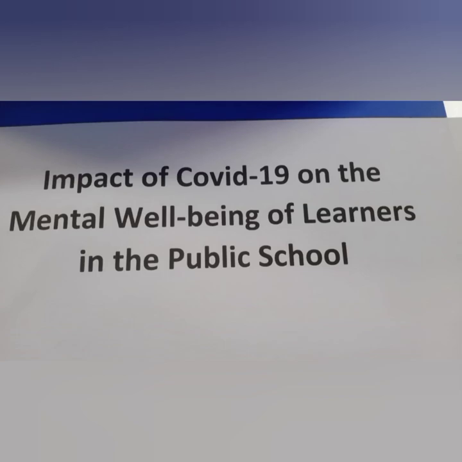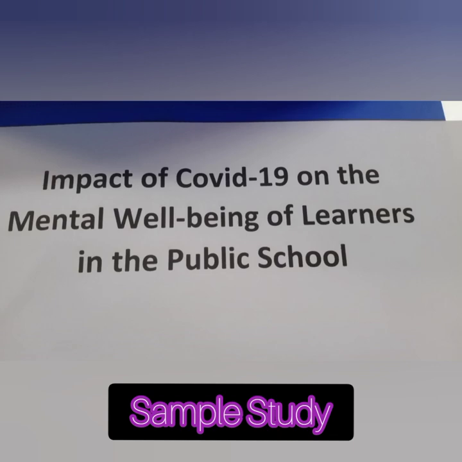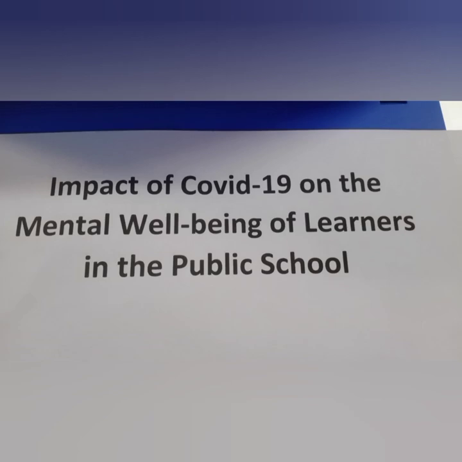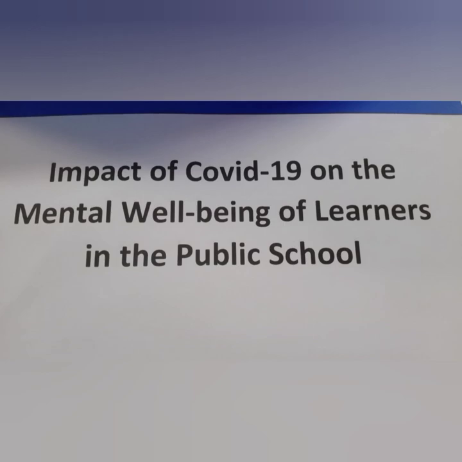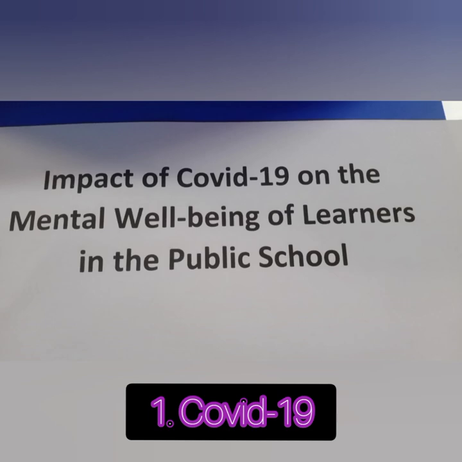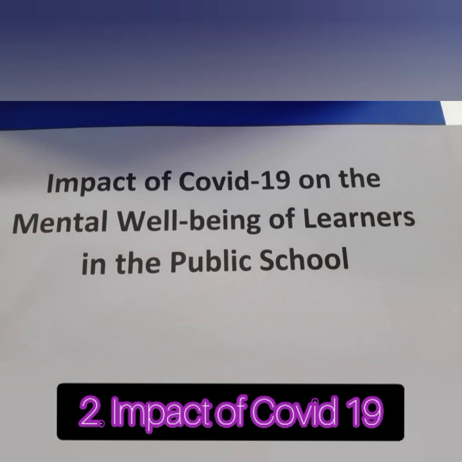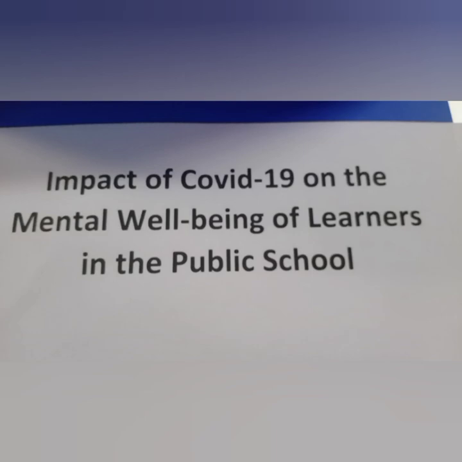Before you will be writing or researching about your review of related literature, first you have to identify the variables of your study. So in our example, impact of COVID-19 on the mental well-being of learners in the public school. So you have two variables here. First is COVID-19, and second is impact of COVID-19 on the mental well-being of learners in the public school system. So these two are the areas of which you would focus your review of related literature.